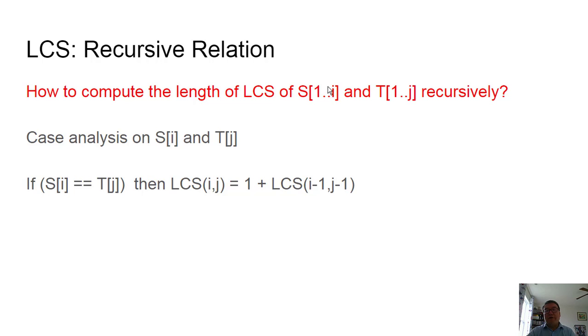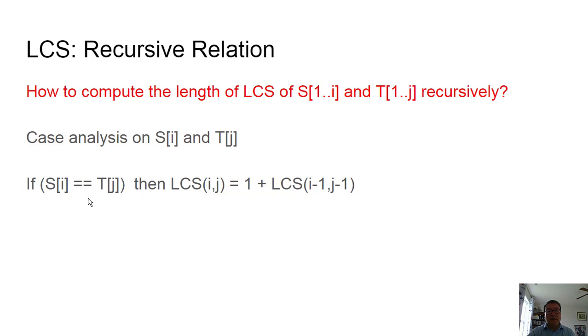And of course, if the longest common subsequence doesn't use si or tj, then that cannot be the longest, because now I add this, it becomes longer. So the recursive relation is LCS(i, j) is 1 plus LCS(i minus 1, j minus 1).